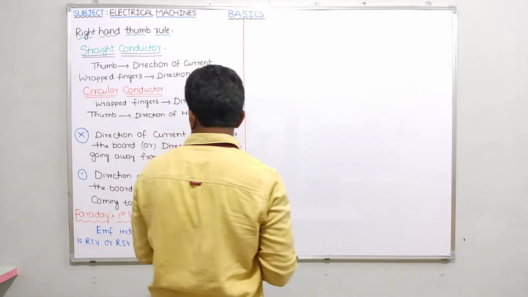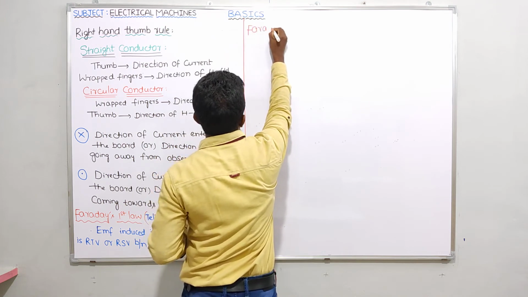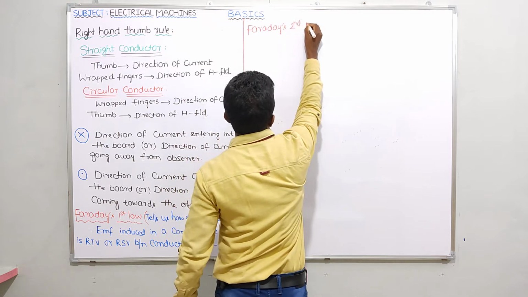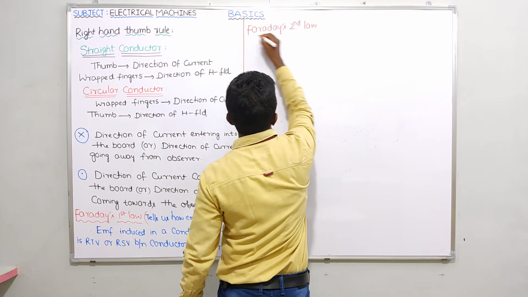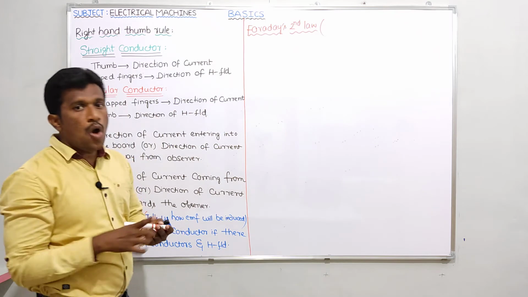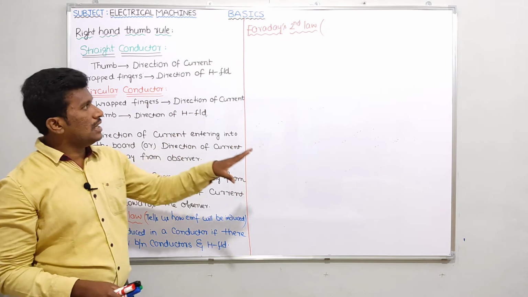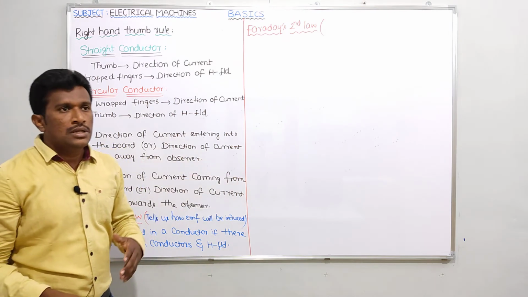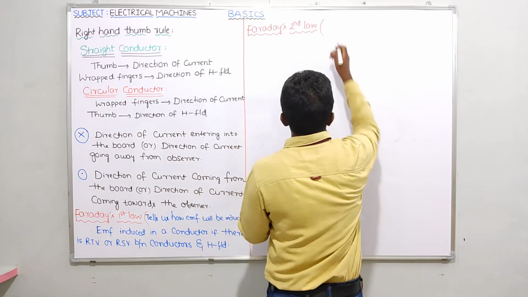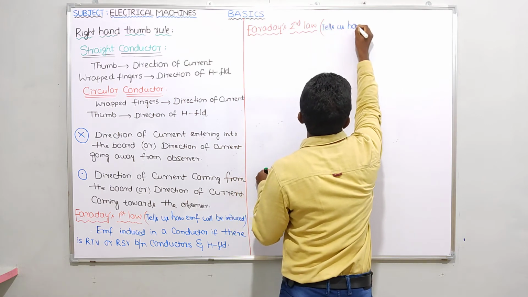Can you please tell me about Faraday's second law? Faraday's second law is also very simple. Faraday's second law tells us how much EMF will be induced. Faraday's first law tells us how EMF will be induced, and Faraday's second law tells us how much EMF will be induced. That means the magnitude of induced EMF is given by Faraday's second law.